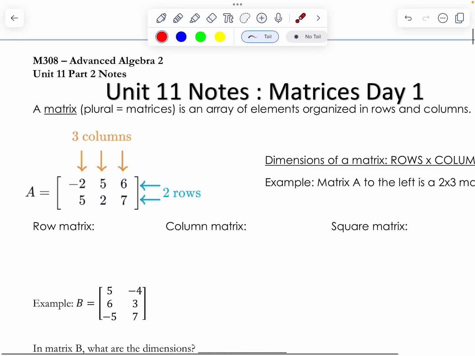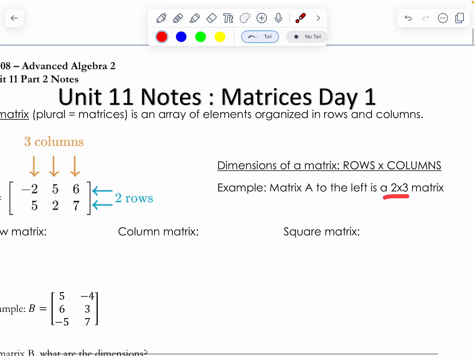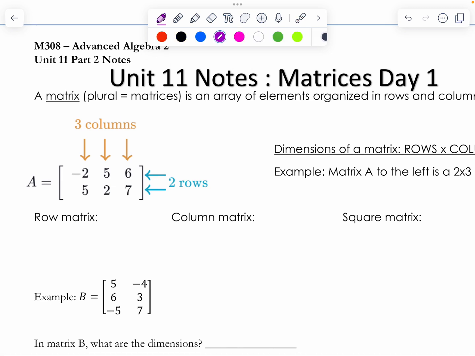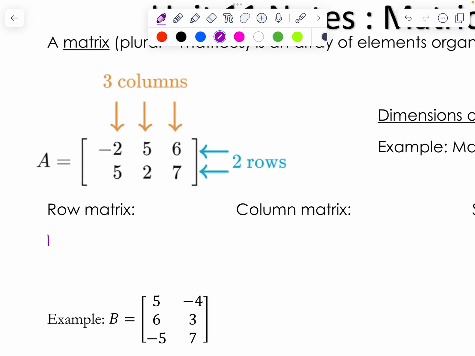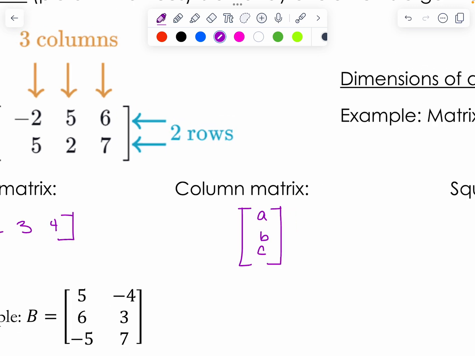And so the dimension of this matrix would be a 2 by 3 matrix. I always talk about it in terms of the rows by the columns. If I want to talk about a row matrix, I could put anything in here, but let's say 1, 2, 3, 4. If I talk about a column matrix, let's say A, B, C, that would be a column matrix.